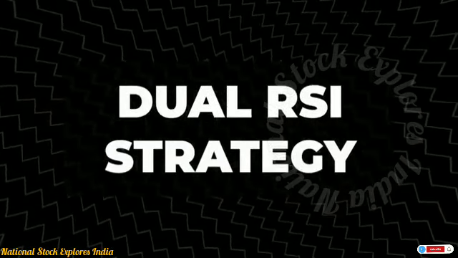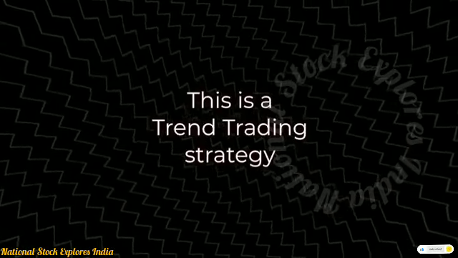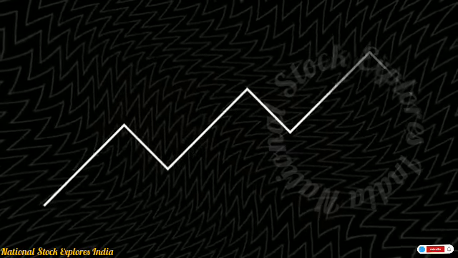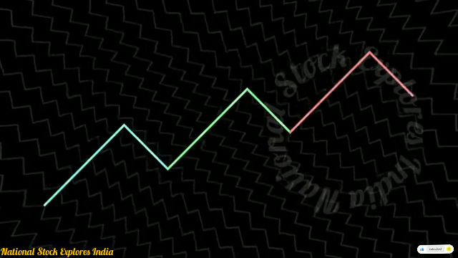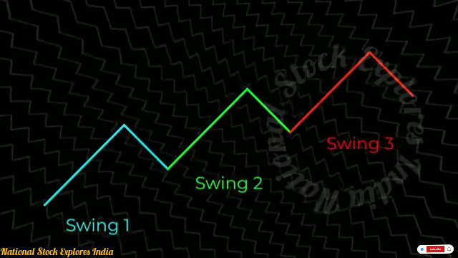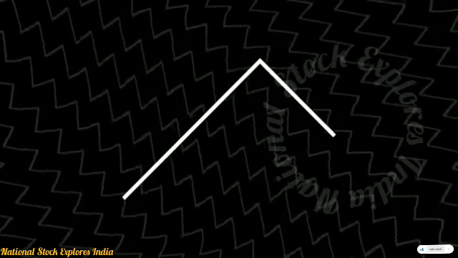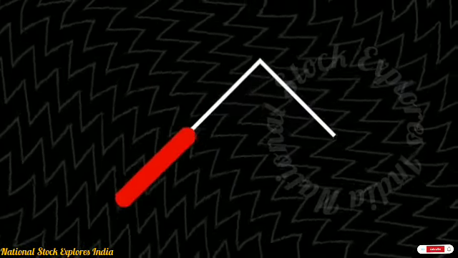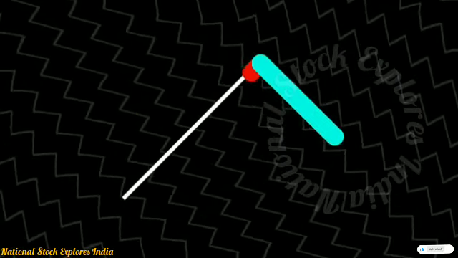Dual RSI trading strategy. This strategy is a trend trading strategy. When the price moves in a trend, it generally does this by creating large swings in the direction of the trend. A single price swing consists of two parts, an impulsive move and a corrective move.